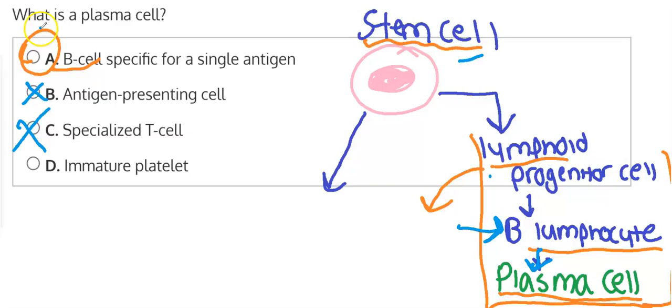And then option D says immature platelet. Now, platelets relate to a part of the blood which is used for clotting, but it's different than the cells that we're looking at here with plasma cells and lymphocytes. And platelets are a part of a different section, so it's not what we're looking for when we look for plasma cells, so we could eliminate option D. So then option A, the B cell specific for a single antigen, is what would be the correct answer to this question.